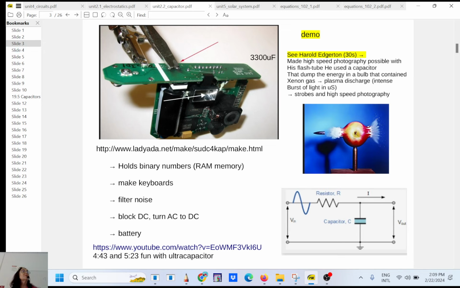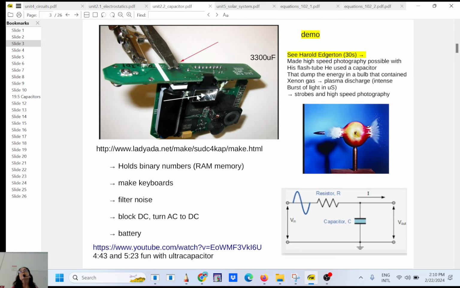Definitely. Capacitors are used a lot in technology. For example, in the 1930s, high-speed photography was developed, and that was done at MIT. The idea is that you take a very, very large capacitor and you discharge it in a plasma tube. So you're going to have a huge amount of current discharged in a small amount of time, and then you will get a flash.